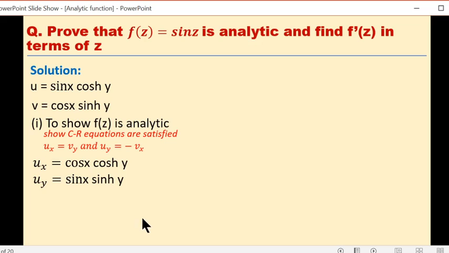Okay, next, the derivative of u with respect to y. So this sin x will remain as it is, and the derivative of cos hyperbolic y is sin hyperbolic y. What are the derivatives in hyperbolic functions? The derivative of sin hyperbolic theta is cos hyperbolic theta, and the derivative of cos hyperbolic theta is sin hyperbolic theta. No minus business over there. Okay, so the derivative of cos hyperbolic y is sin hyperbolic y.